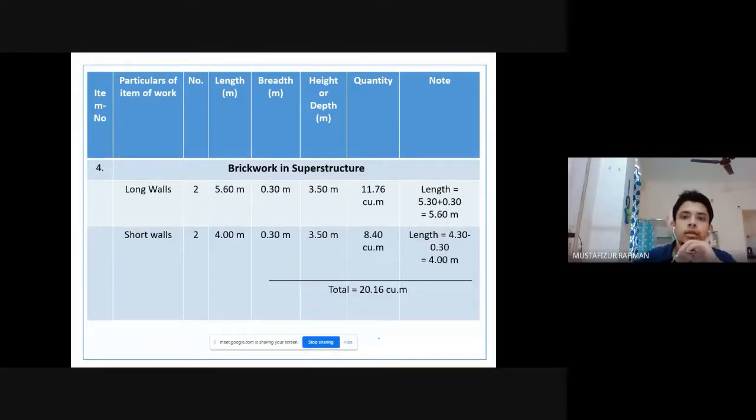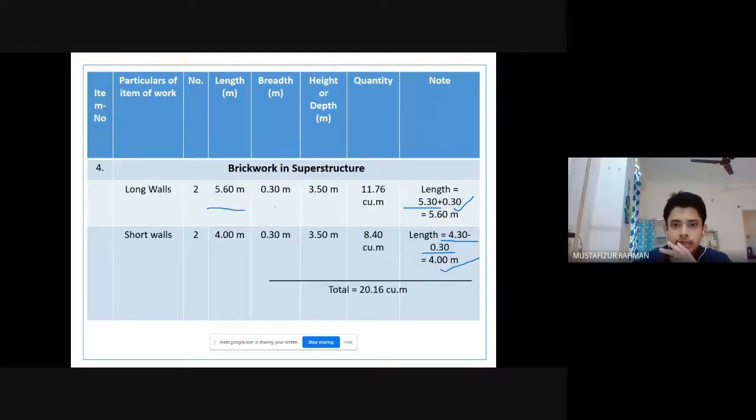Then brickwork in the superstructure. For brickwork in the superstructure, for the longer walls, we have to measure from outside to outside. We have 5.3 meter from center to center, and the thickness of the brick walls is given as 30 centimeter or 0.3 meter. So we have to add half on one side, half on the other side. So a full thickness added, 5.6 meter. And in the shorter direction, 4.3 meter is the center to center length, and subtracting one full thickness it becomes 4 meter.